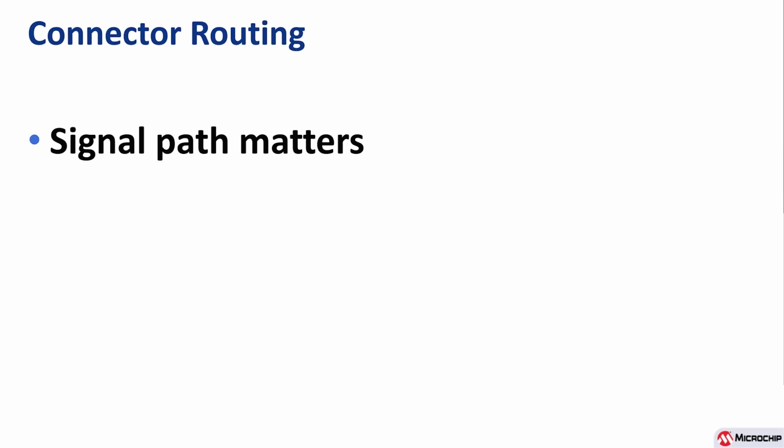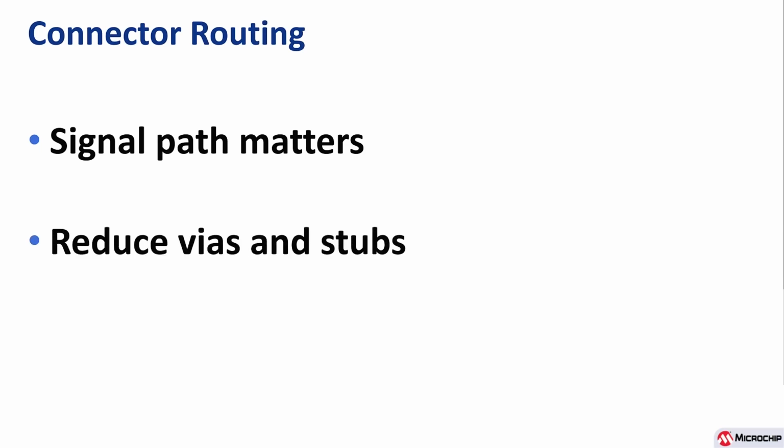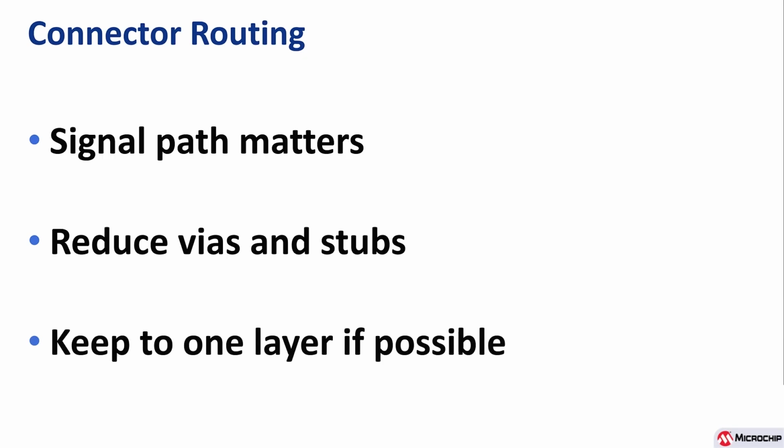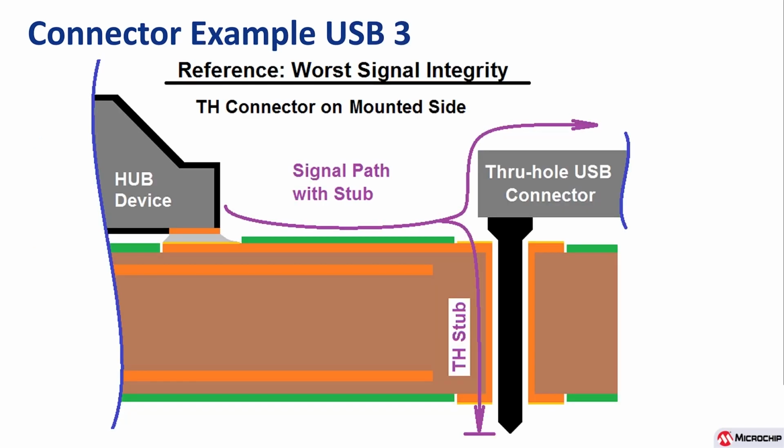Signal path matters to connector routing. You got to reduce your vias and stubs and keep to one layer if possible. Keep your signals on one layer so that they don't have to change and reference different planes or different other signals. Let's take a quick look at a USB 3 connector. So in this illustration, we have a hub device on the top left, and it's soldered surface mount wise to the board, and we can see the trace is headed over, goes to the through-hole USB connector, and out. Okay, that's just great, except the through-hole pin itself on the USB connector represents a stub.